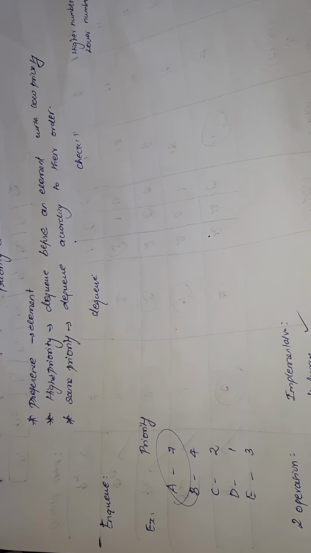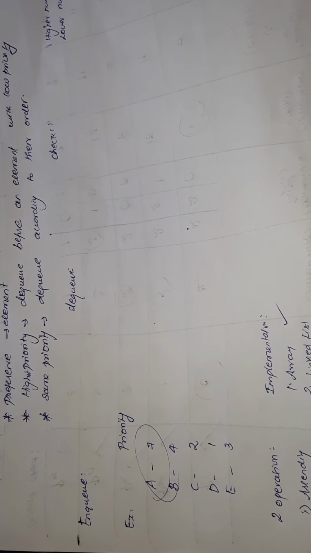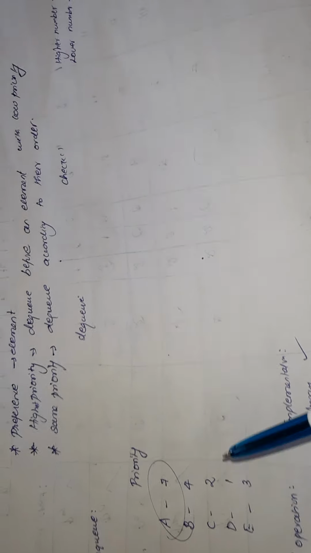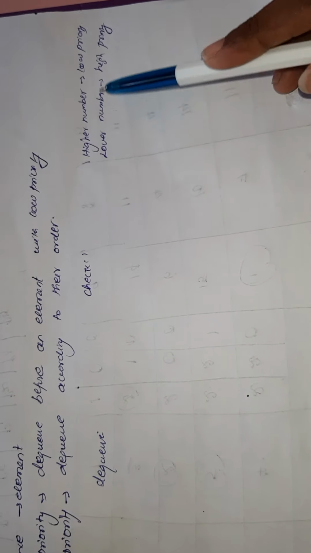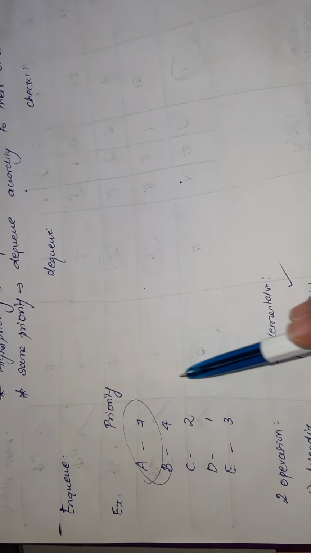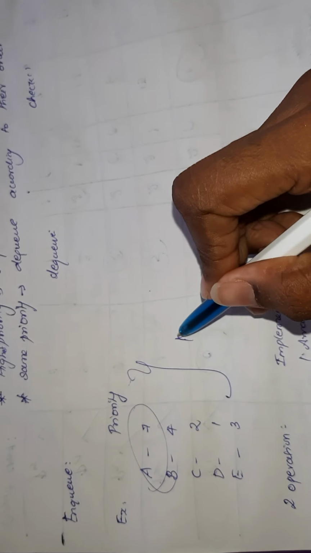For example, I am giving the elements A, B, C, D, E with the priorities 7, 4, 2, 1, 3. Here you should not consider the highest number as the first priority. No, this is ranking. The first priority is D. So remember: higher number means lower priority, lower number means higher priority. The first priority goes to D and the second priority goes to C, depending upon the ranking. Simply think of it as ranking.